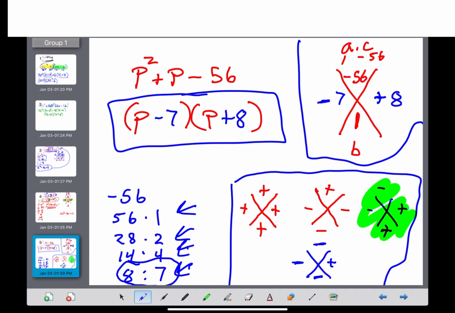Okay. It comes down to being able to find the different factors of this 56 or negative 56, or whatever that factor or piece of it is. We're going to look at lots of these over the next couple days. Next one. Let's go with v squared plus 4v minus 45.